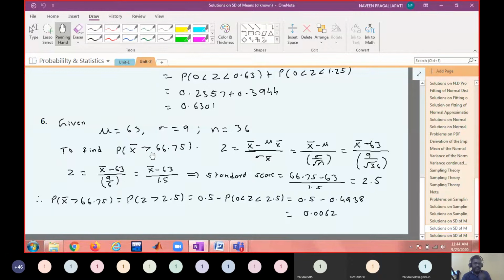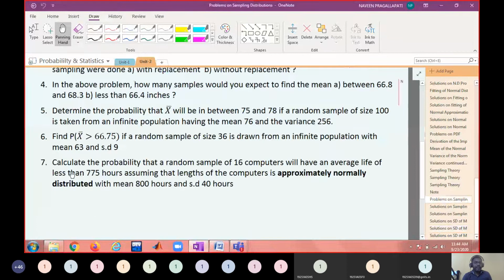You are asked to find this normal probability. Therefore, you find the Z score for 66.75. Substitute here and you'll get 2.5. So sample mean greater than 66.75 is the same as Z greater than 2.5 for the standard normal probability. Greater than means the right tail, which is 0.5 minus the area from 0 to 2.5. Again, look at the standard normal distribution table and you'll get this probability.